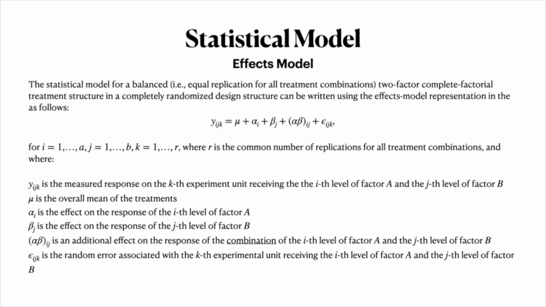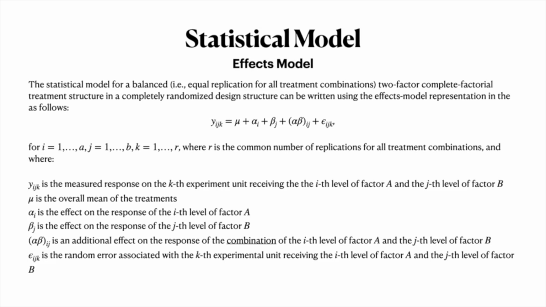So the statistical model for a balanced two-factor complete factorial treatment structure, again in a completely randomized design structure, can be written using the effects model representation in the following way. Here we have replaced mu sub ij with its representation from the effects model. So y ijk equals mu plus alpha sub i plus beta sub j plus alpha beta sub ij, and then plus the error term. So we see here that mu is the overall mean of the treatments, the overall arithmetic mean.